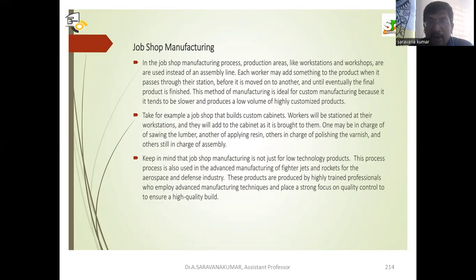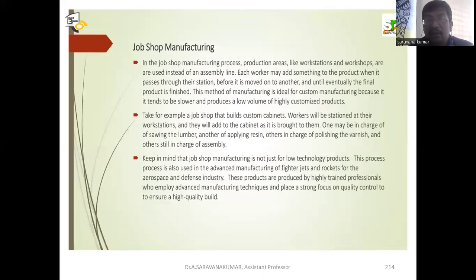So if you build a cabinet, customized to order, it has to be changed by the workers. The workers will be stationed at their workstations and they will add to the cabinet as it is brought to them. One may be in charge of sawing the lumber, another of applying resin, others in charge of polishing the varnish, and others still in charge of assembly.